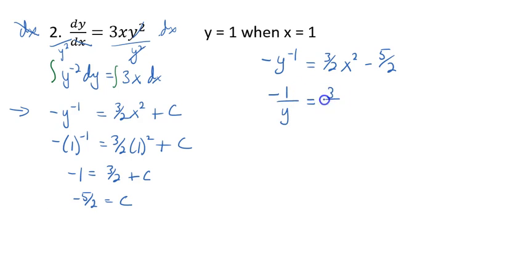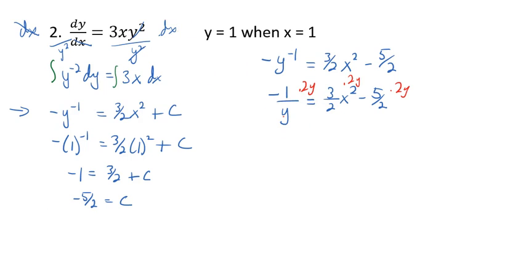So I have 3/2 x squared minus 5/2. Now this comes back to what I taught you maybe in pre-calc about getting rid of fractions. So I want to get rid of the y on the bottom. I want to get rid of the 2's on the bottom so that I don't have fractions anymore. So I'm going to multiply everything by 2y.